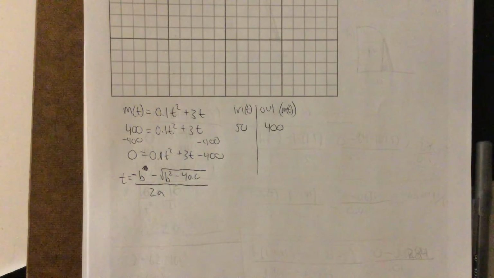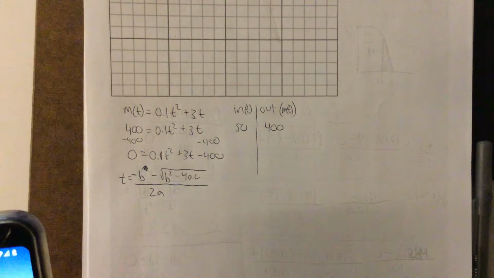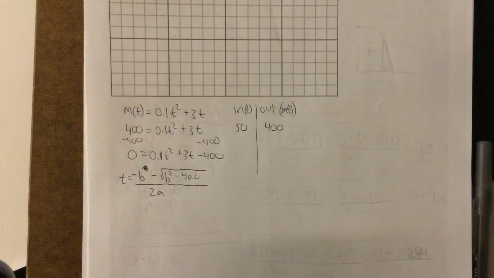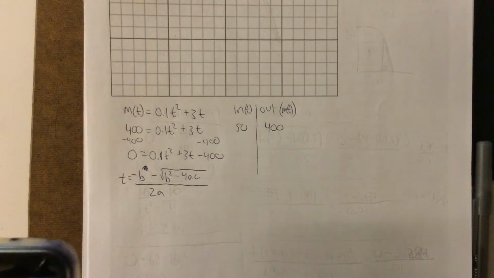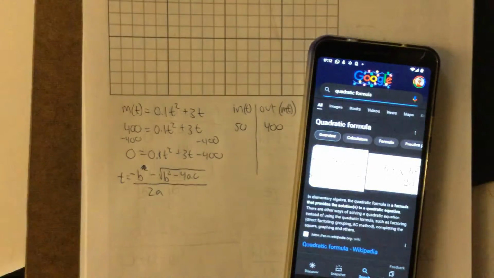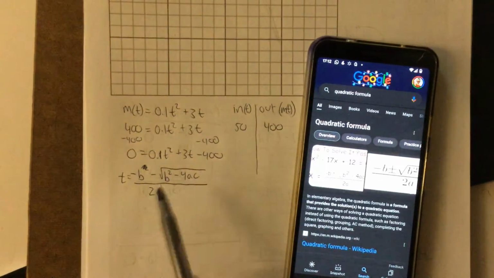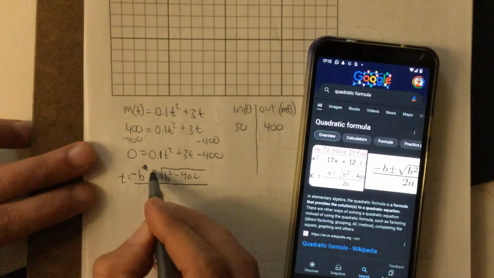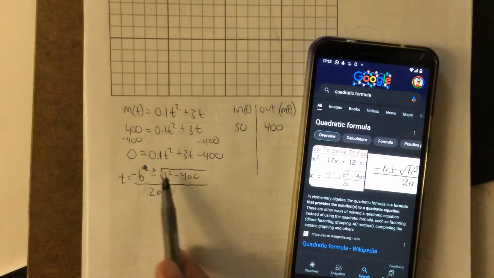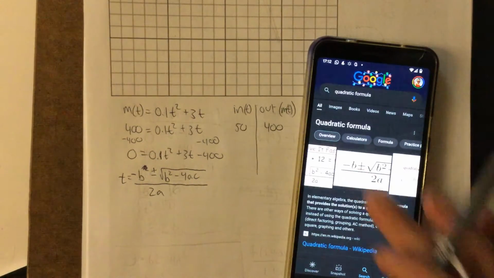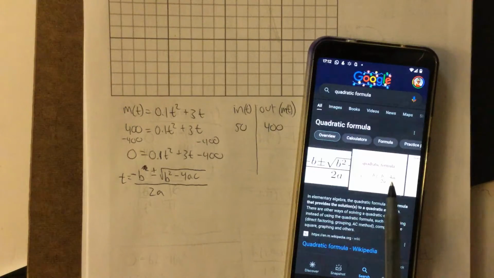Now I'm paranoid, I don't know if I got it right. Let's look up the quadratic formula and see if we got it. Negative b, plus or minus the square root of b squared minus 4ac, all over 2a. We got it.